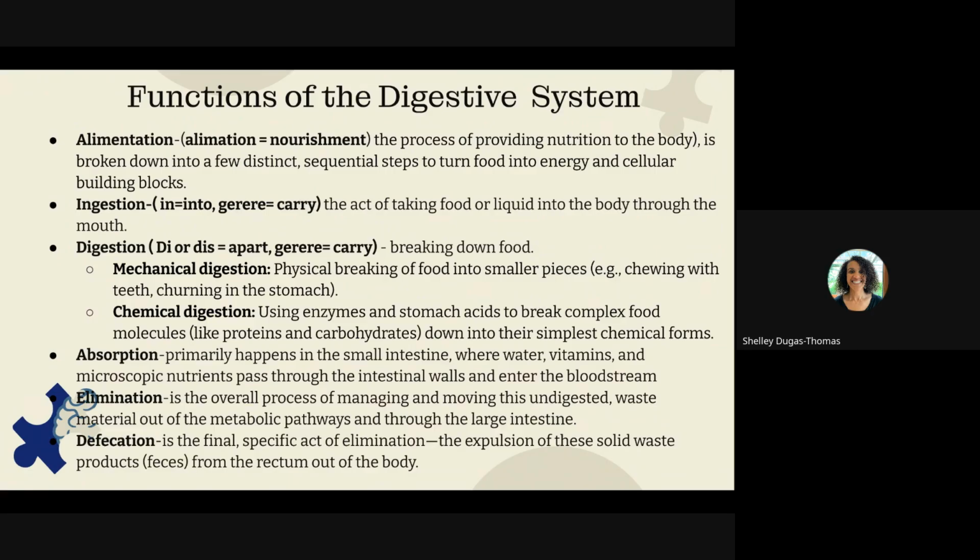Remember the difference between mechanical, which is the physical chewing and churning of food, and chemical, using enzymes and acids to break apart food. Absorption is the process of sucking up or drawing in microscopic nutrients into the bloodstream. And finally, elimination versus defecation. Elimination is the broad systemic process of managing and moving waste out, and defecation is the specific final voluntary act of expelling feces from the rectum.